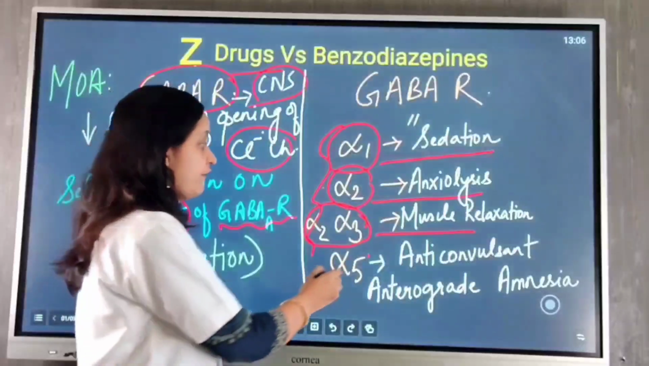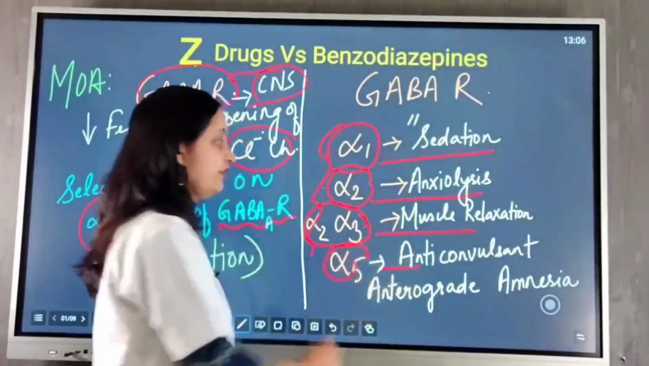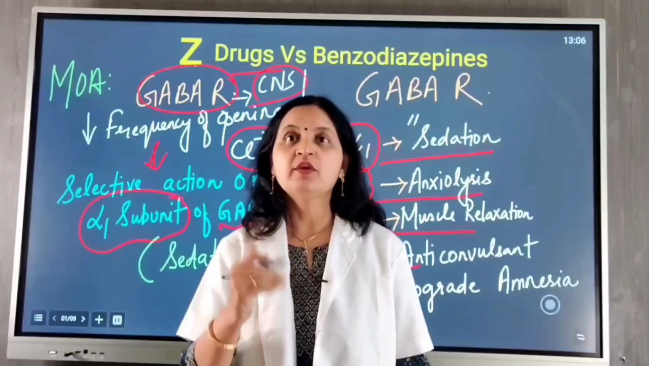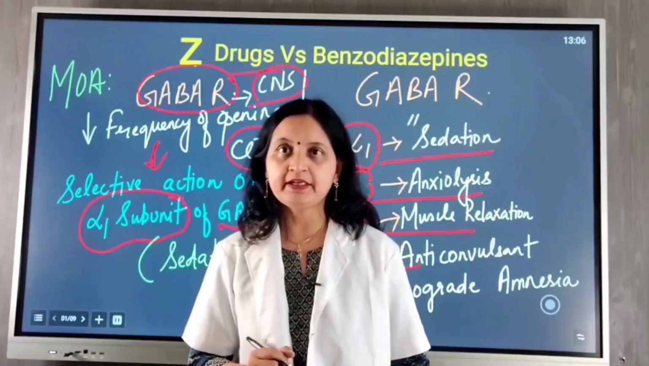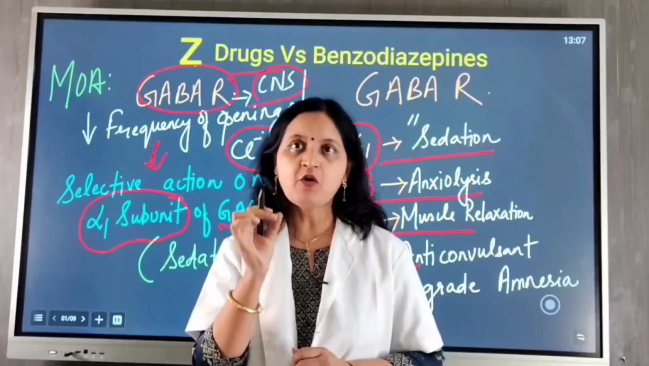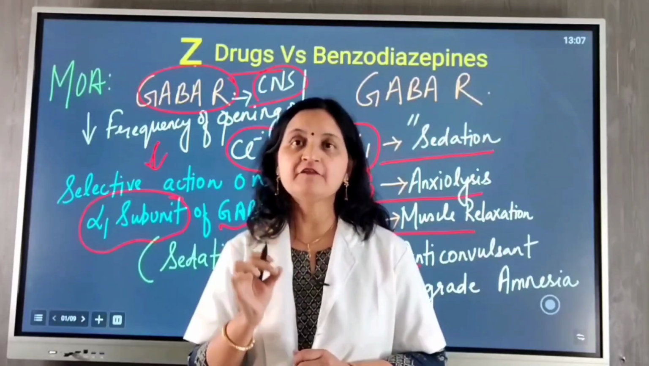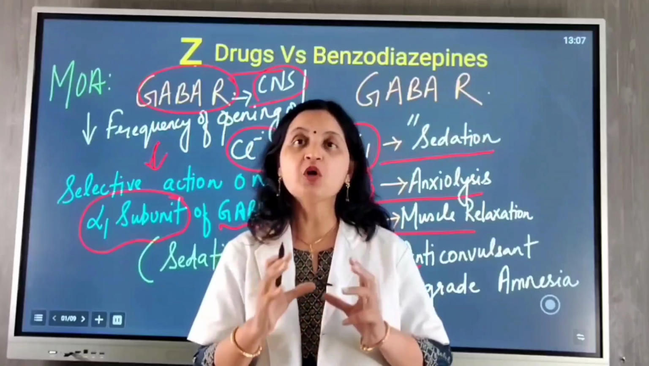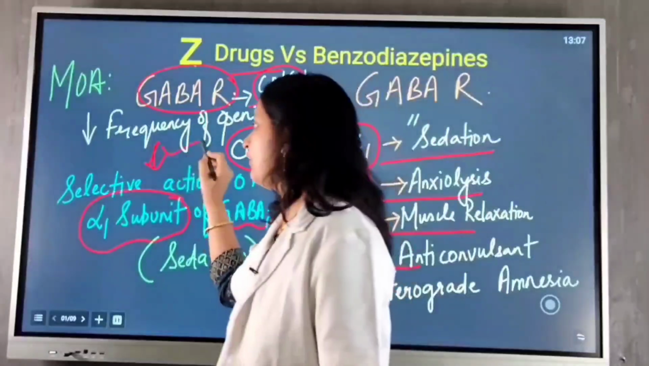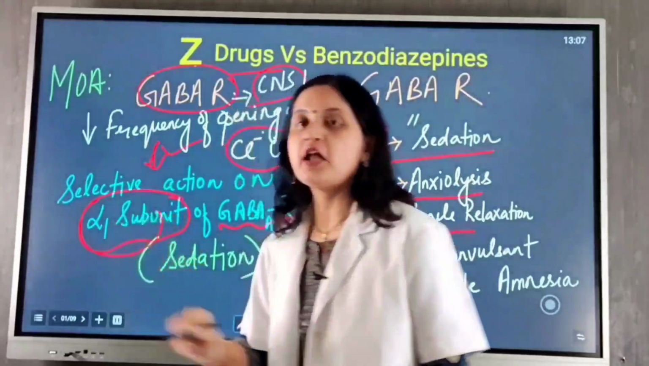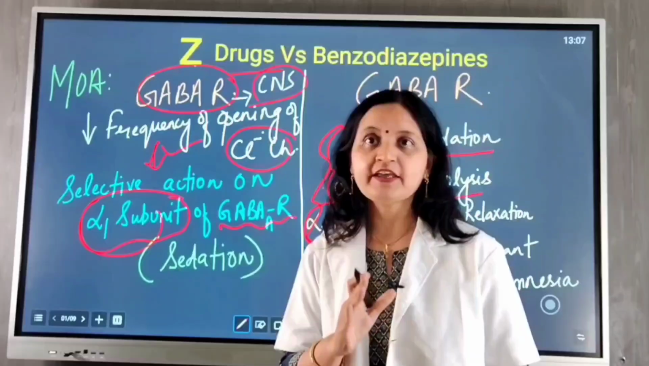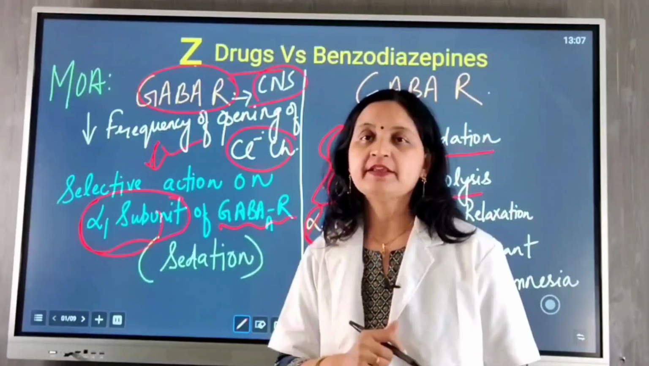Action on the alpha-5 receptor produces anticonvulsant effect, and benzodiazepines provide anterograde amnesia, which is why they are used as a pre-anesthetic medication. So benzodiazepines act on multiple subunits, alpha-1, alpha-2, alpha-3 and alpha-5. They have non-selective action on the GABA-A receptor, whereas Z group of drugs have selective action on the alpha-1 subunit. So this is the key difference between the effects of Z group of drugs and benzodiazepines.